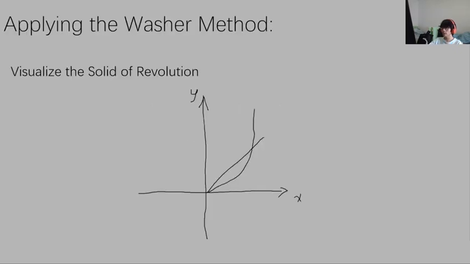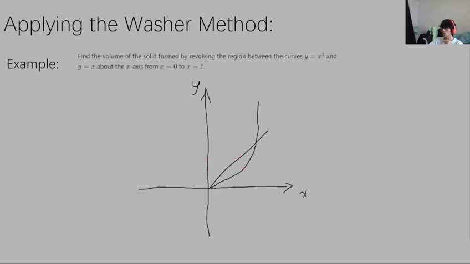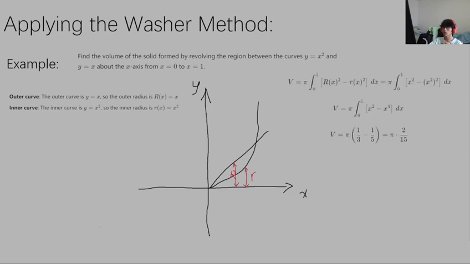When we use the Washer method, firstly, we need to visualize the solid of revolution and then set up the integral. At last, we use the volume formula and just put numbers in it. Here is an example. The outer curve is x and the inner curve is x squared. So we can find the inner and the outer radius easily. So just put the numbers into the formula, then we can get the result. This is the formula.